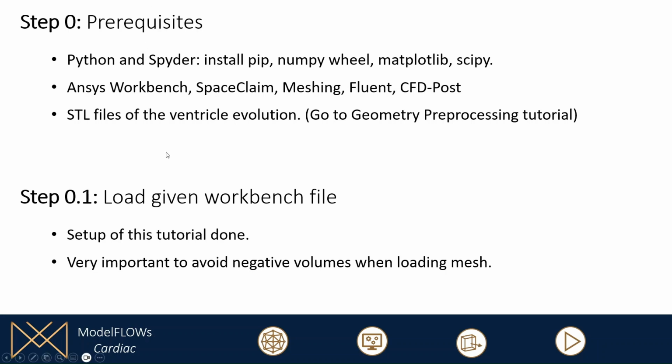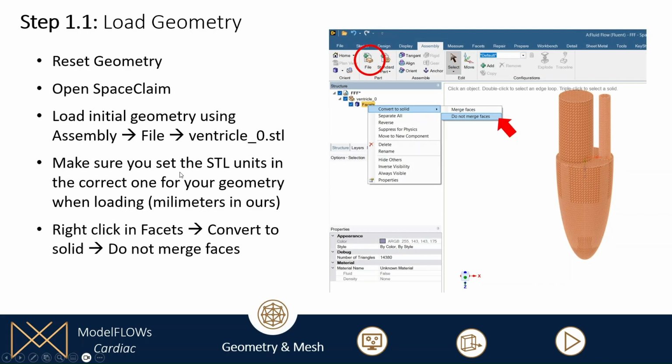The first step would be to load the given Workbench file that we're going to give you and use it to set up this tutorial. Once we have this Workbench, we will open the geometry in SpaceClaim. This is really important. You have to work with SpaceClaim, which is not available in Linux. So maybe you need to go to Windows, create the mesh, and then import it in Linux if your working environment is there.